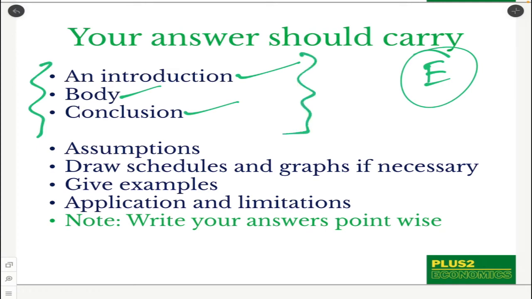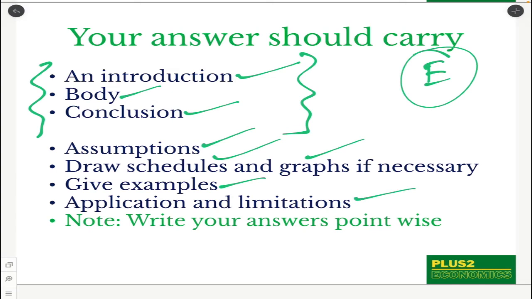This is very important. Next, if you're talking about something like the law of variable proportion, or diminishing marginal utility, remember to write the assumptions. That is very important. In the introductory part itself, we can talk about the assumptions. Draw the schedules and the graphs. That is, the tables and graphs are very, very important. Draw them legibly at the center of the sheet so that you get the attention of the evaluator. Give relevant examples, especially when you're talking about utility or diminishing marginal utility, or if you're talking about inflation, something like that. Give relevant examples.